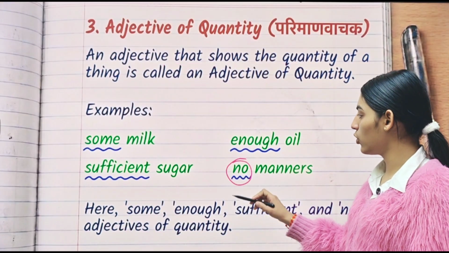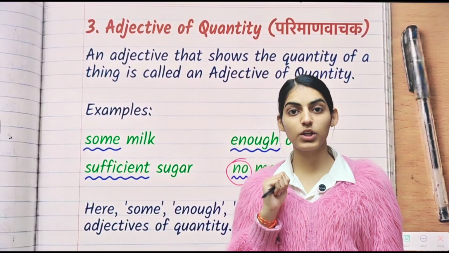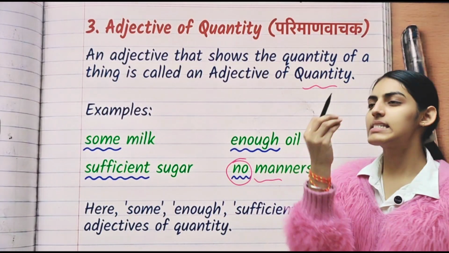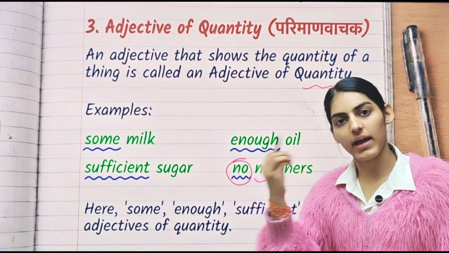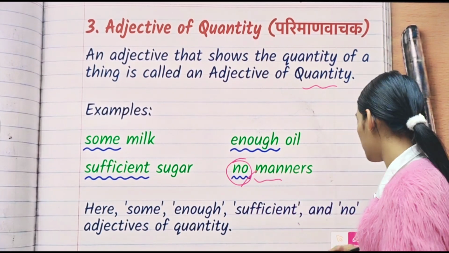Guys might get confused with no manners. Sometimes we say he has some manners, so some has been used, and that shows the quantity. Some manners, at least that person has some manners. Similarly, no manners. Here no is showing the quantity of manners.